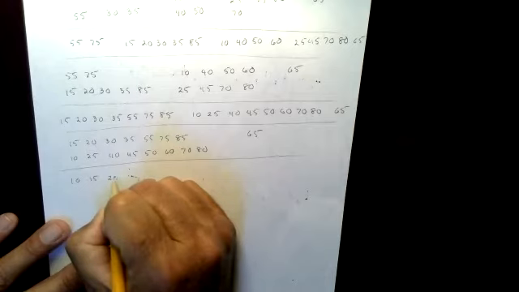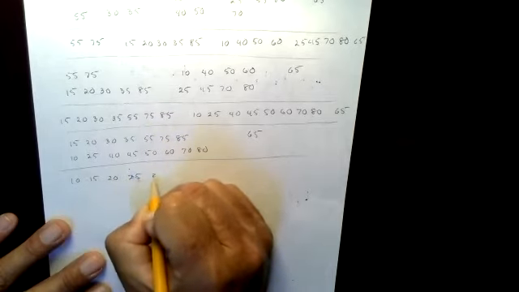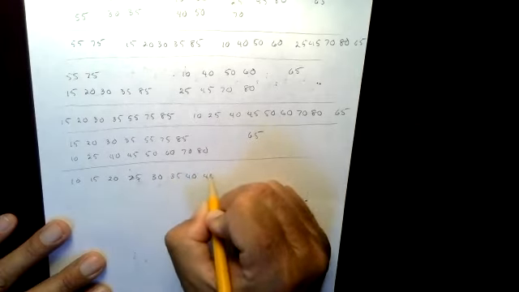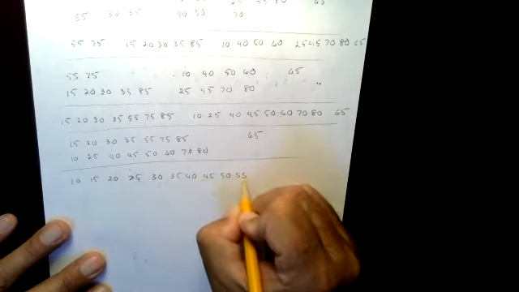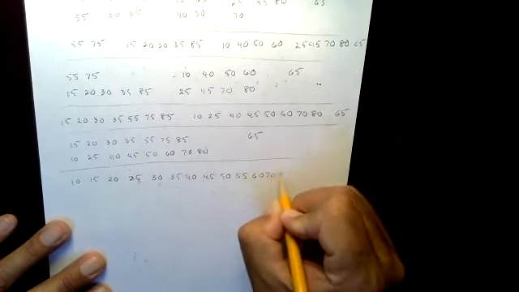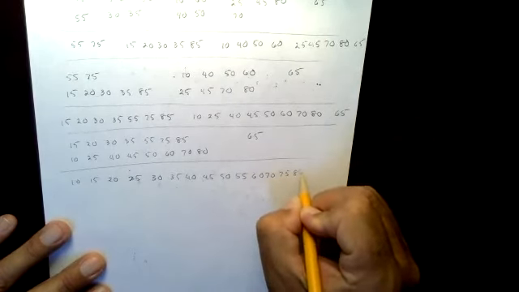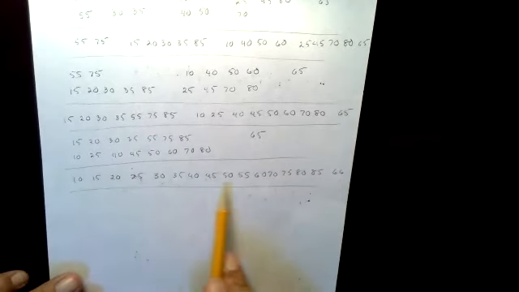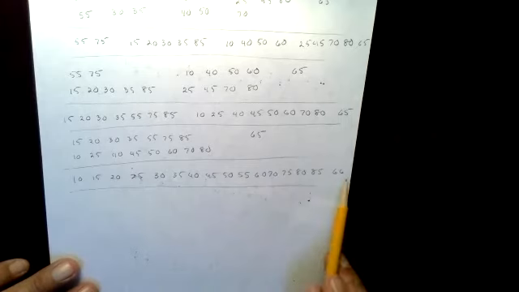10, 15, 20, 25, 30, 35, 40, 45, 50, 55, 60. Do I got a 70 and a 75? Do I got an 80 and an 85? And then finally the 65. And as you can see, this is going to fill my first array. This is going to fill my second array. And then I would merge them to get the final sorted list.